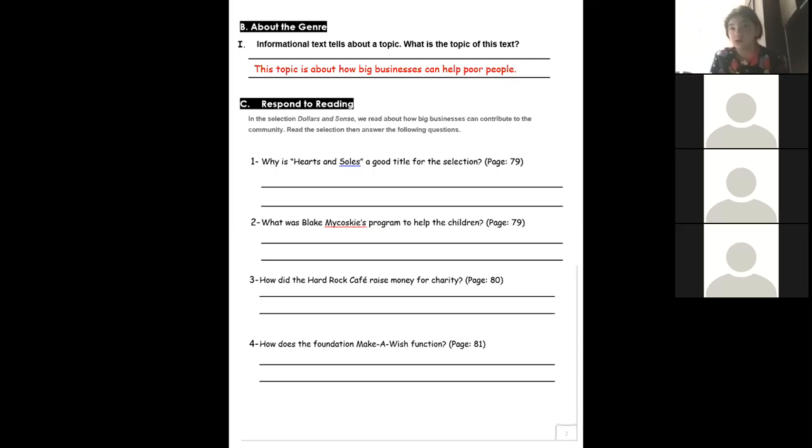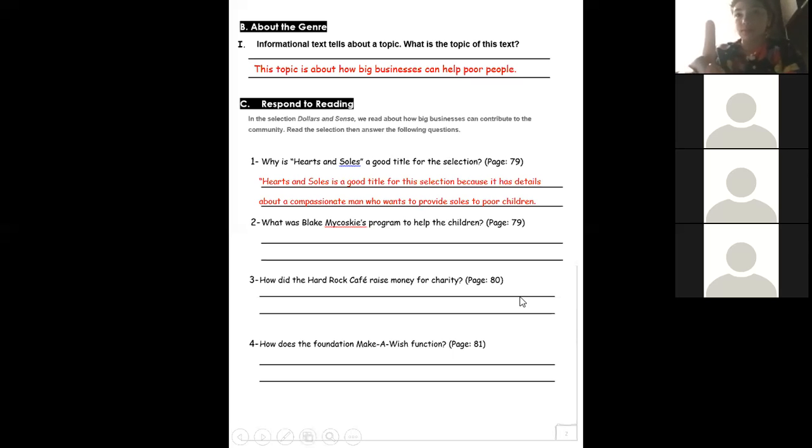The question says, why is Hearts and Souls a good title for the selection? The title says Hearts and Souls, something that's found in humans. Why is it a good title for the selection? Well, because people have hearts for helping others. Excellent. Helping others. Good, bravo, bravo.